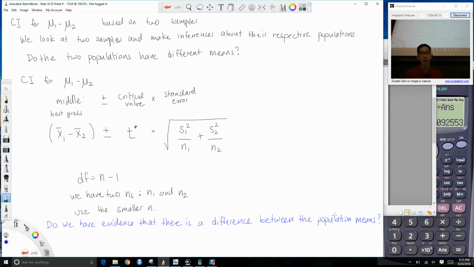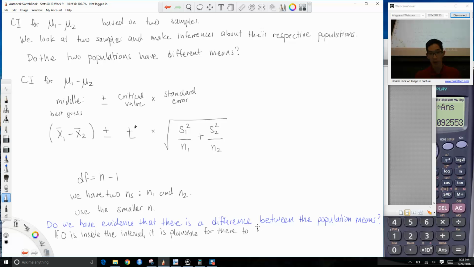Okay, do we have evidence that there's a difference between the population means? Our answer is: if 0 is inside the interval, then it's plausible that our population means have no difference. So then we won't have evidence. So if 0 is inside the interval, it is plausible for there to be no difference.